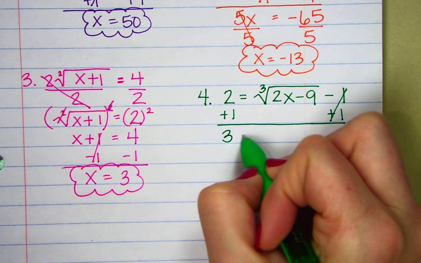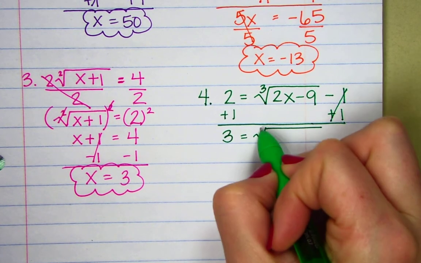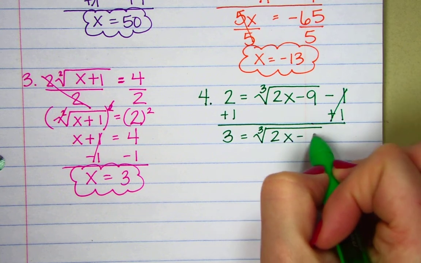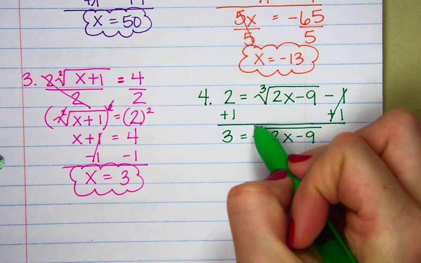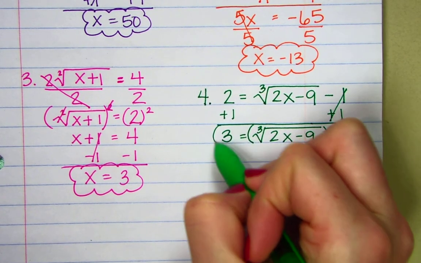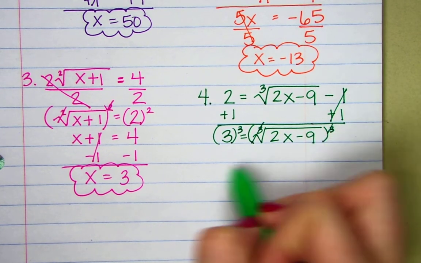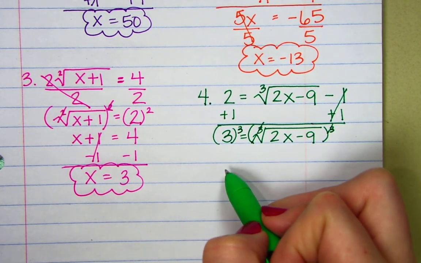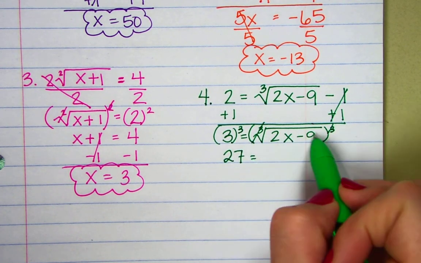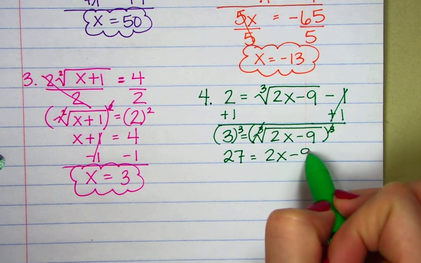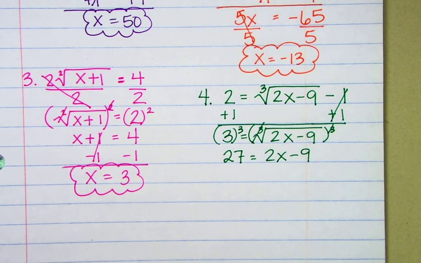2 plus 1 is 3. Three equals the cube root of 2x minus 9. Okay, now that I've removed everything from the outside, I'm going to cube both sides. I've got to get rid of the cube root. 3 cubed is 3 times 3 times 3, which is 27. And this leaves me with just 2x minus 9 over here, right? Because I got rid of the cube root.